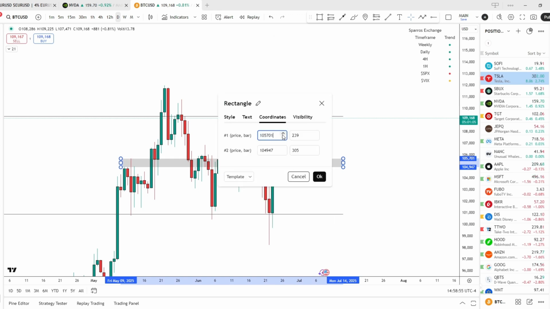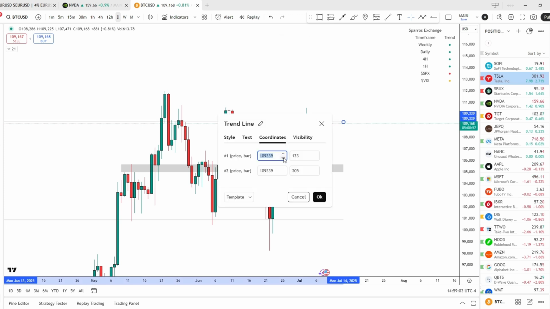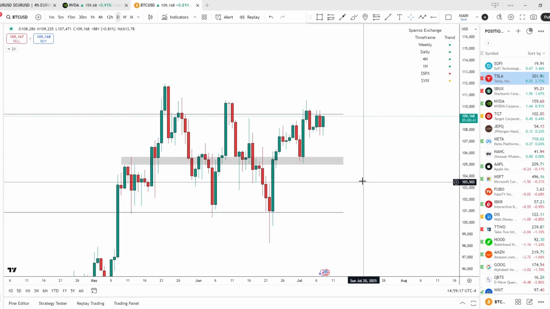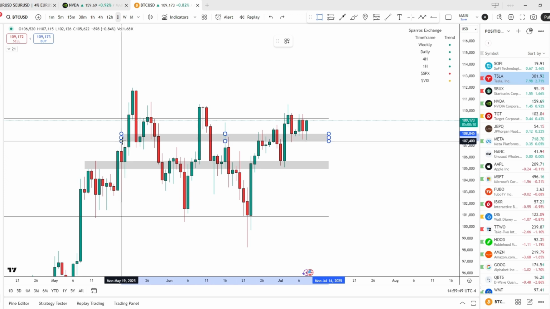Round numbers. Let's just call this 105 flat. There we go. Same thing here, round numbers. Again, let's do like 350. Doesn't have to be perfect. There we go. I can pinch price further if I want to zone right here.